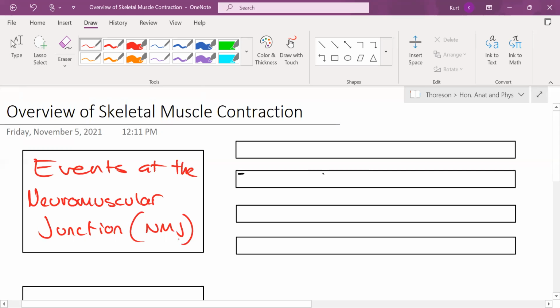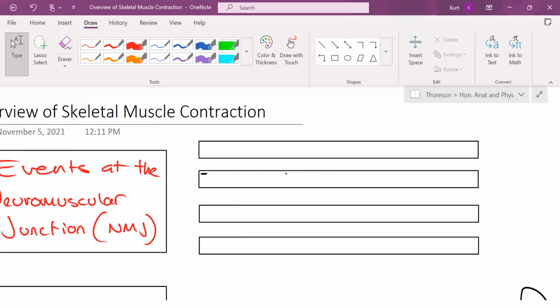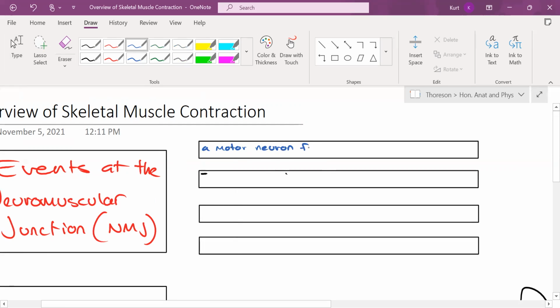Okay. Sloan, did you guys get the first event that happens at the neuromuscular junction? What'd you write? We got a motor neuron fires an action potential down its axon. A motor neuron fires an action potential, which from this point forward, we will refer to as an AP, so we can save some space, down its axon.